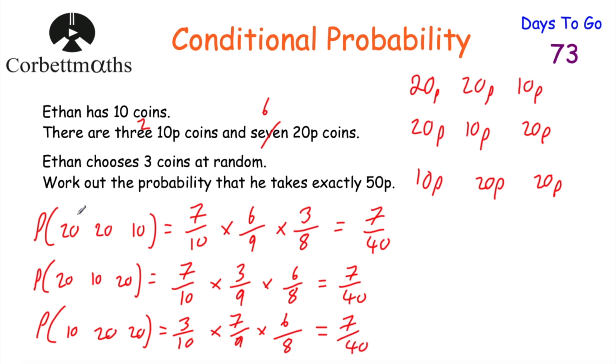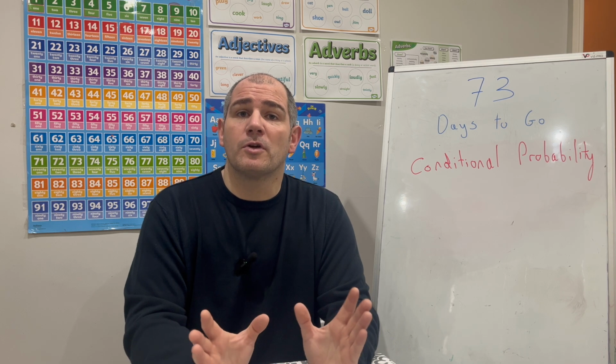So we've got the probability of a 20p, a 20p and a 10p being 7/40, the probability of a 20p, a 10p and a 20p being 7/40, and the probability of a 10p, 20p and a 20p being 7/40. Now we wanted to find the probability he takes exactly 50p, so it's either this option or this option or this option, so we add those probabilities together. So we're going to do 7/40 plus 7/40 plus 7/40, so that'll be 21/40, and that's it. So in this video, we've gone through conditional probability.